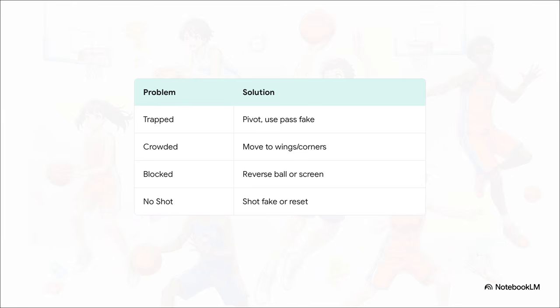What if the area is just way too crowded? Simply move out to the wings or the corners to create some breathing room. If your direct route to the basket is walled off, reverse the ball to the opposite side of the court, set a screen, or use a quick pass and cut maneuver. And if there's no clear shot available, simple, don't force it. Give them a shot fake to get the defender airborne, or just pass it out and reset the offense. Smart, patient decisions are what create significantly better scoring opportunities.